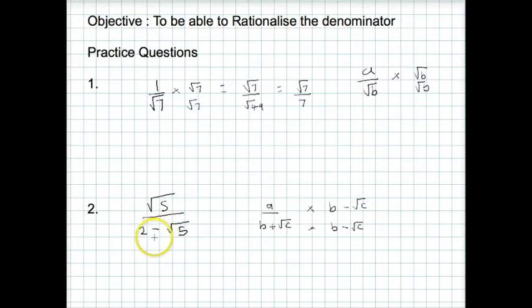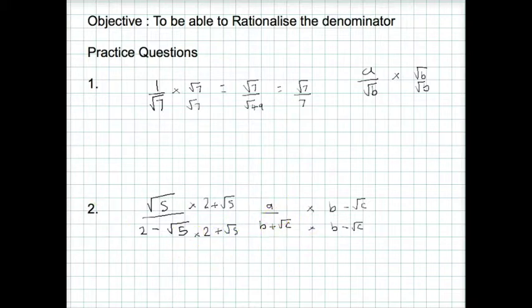So in this situation, we've got to do the opposite. We've got to multiply it by 2 plus root 5. So that's what we need to do with this one. So we times the top by 2 plus root 5. And we also times the bottom by 2 plus root 5.